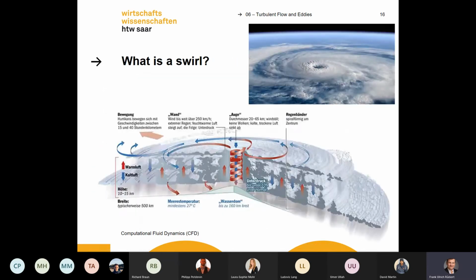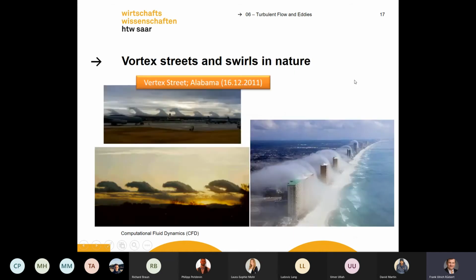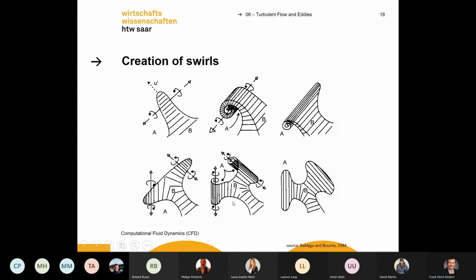Also, if we go back to the hurricanes, these swirls, when they are built, they're always first in a horizontal rotation, and then after some time they get vertical. Then they hit the ground. The eye hits the ground. Okay. Or you can have this single swirl, or you can have two different swirls. Then it looks like this. Okay.